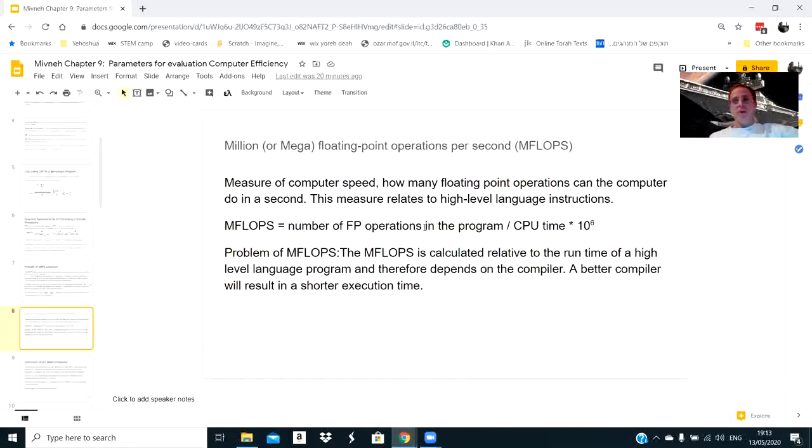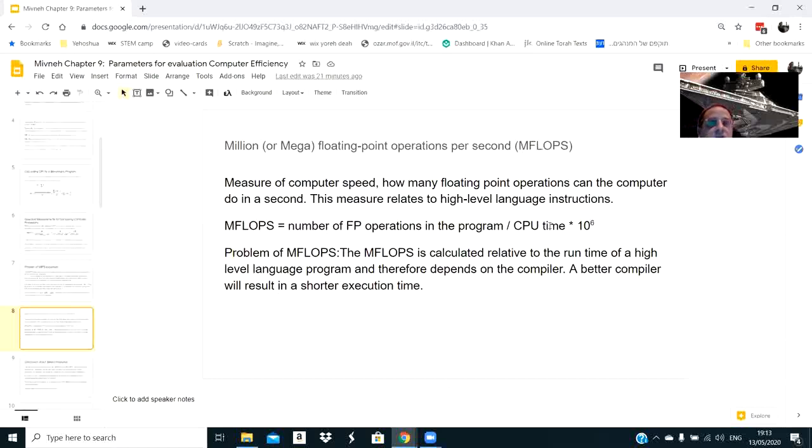The number of floating point operations in the program, divided by the CPU time in total. Now, I'm ignoring the I/O again, but what's the CPU time? Remember, it's the net CPU time. It's just what the actual CPU worked, not including time that I was waiting for the keyboard to be pressed.